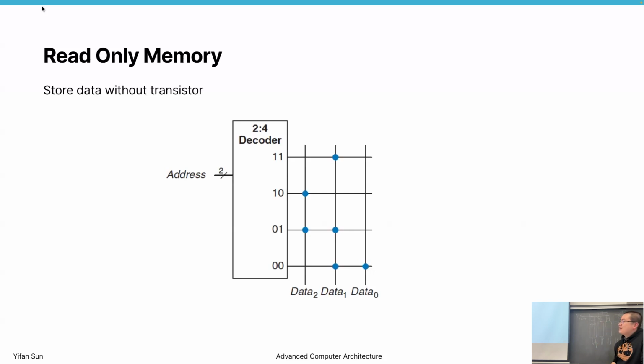Okay, now read-only memory. Read-only memory is a memory that we can only read the data from. So who writes the data? The manufacturer will put the data in. So we almost never want to write data to this type of storage.